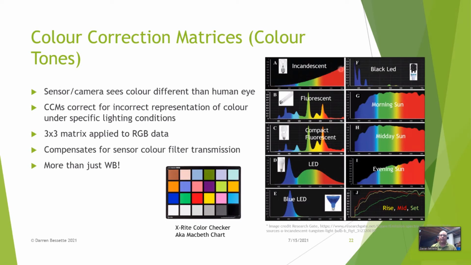Incandescent is heavily dominated in the red. Fluorescent has these weird spikes in the middle of it. Same thing with the compact fluorescent. And then LED is a little bit more uniform, but again has this humongous spike in the blue range, which throws off the color response of the camera and how it sees color.